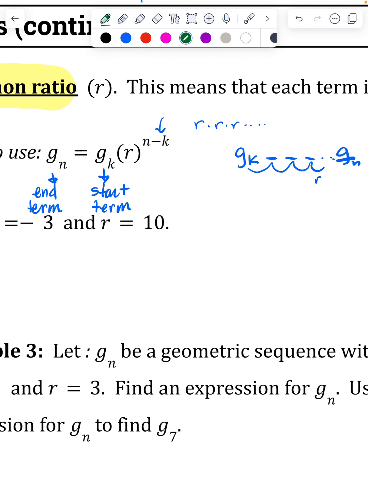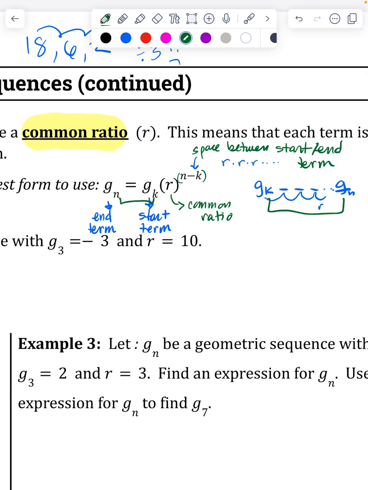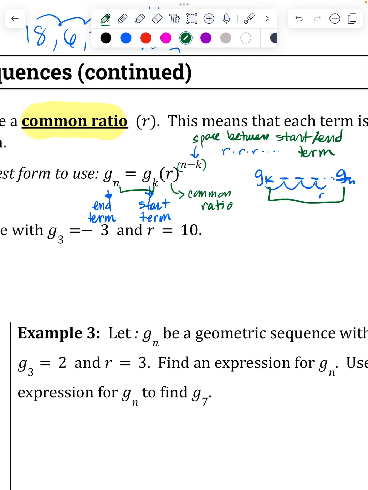So this is going to be my common ratio. And the common ratio is always going to be raised to a power. And that power, the total power there, you're going to notice is the difference between these two. And so essentially by doing that, you're figuring out how many times am I using R? So you're looking for the space between your start and finish term. So let's take a look at how that's going to play out, because understanding that, you're just saying how many times should I repeat the R to get where I am going.